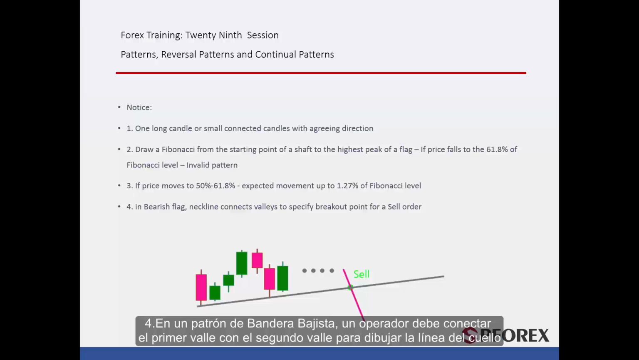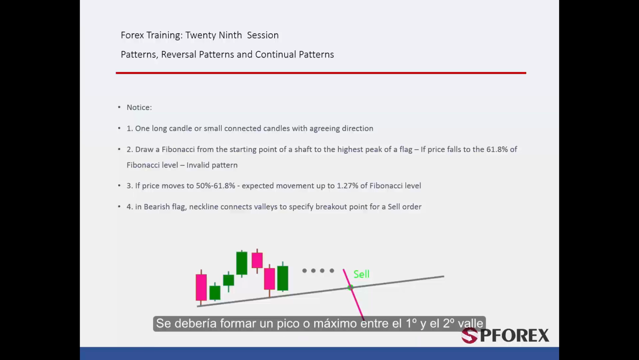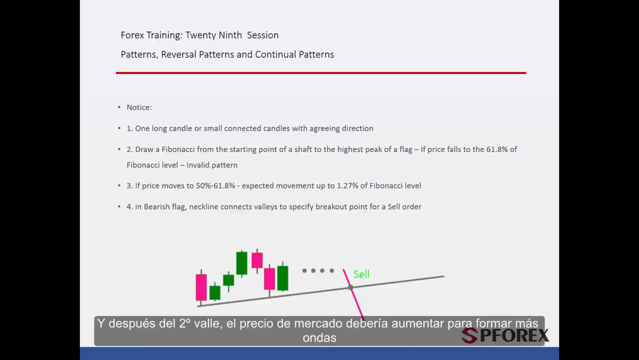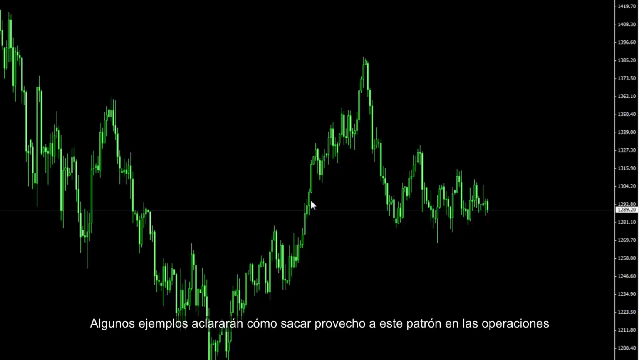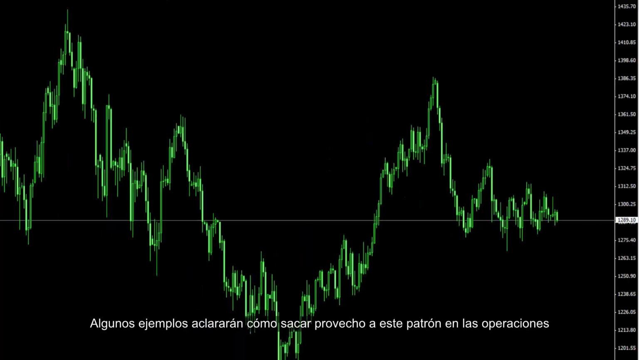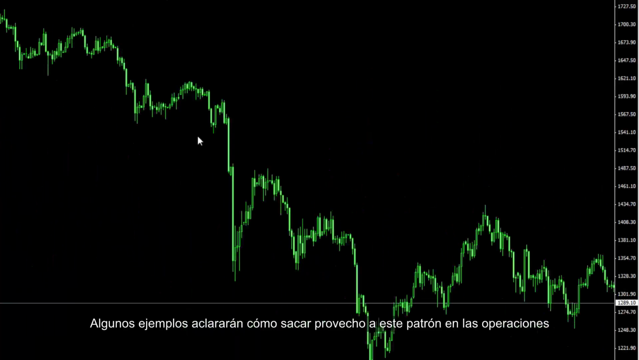In a bearish flag pattern, a trader must connect the first valley to the second valley to draw the neckline. A peak should be formed between the first and second valleys. After the second valley, market price should increase to form more waves. Whenever market price crosses the neckline, a breakout point will be made.